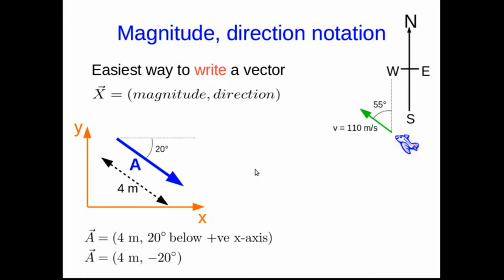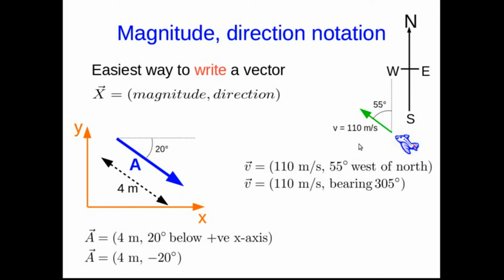Now, just look at a different sort of situation. Here's an airplane flying, and let's say it's flying in this direction. And here's a compass. We could write this as 110 meters per second, 55 degrees west of north, or we could write that 35 degrees north of west. Or if you know about compass bearings, that's bearing 305 degrees. It's 305 degrees around from due north. If we adopt axes, then we could use this convention. Notice if I put my x-axis along east, then this is pointing 145 degrees from the x-axis. But remember, I could choose to define my axes in a different way from that.